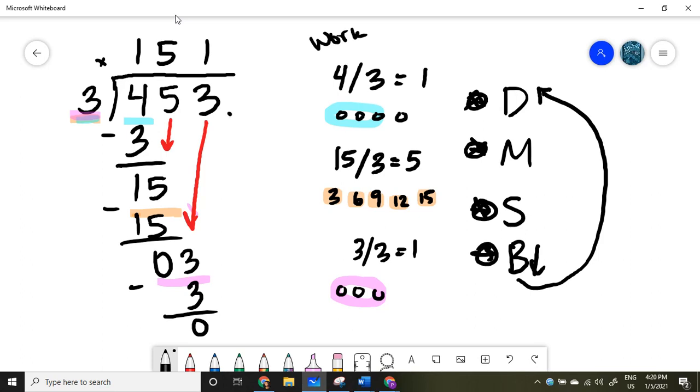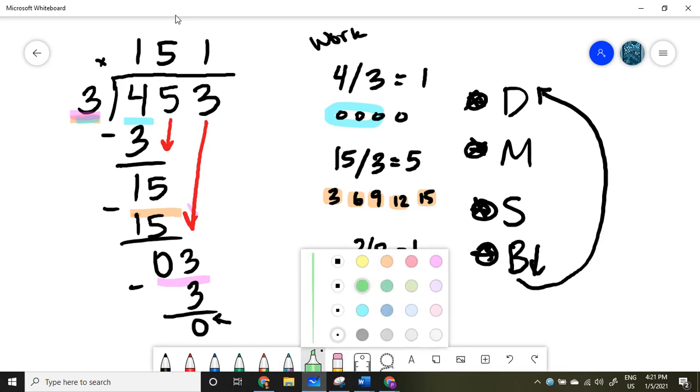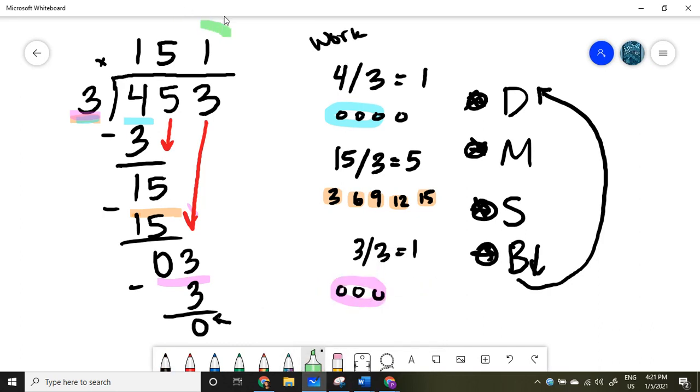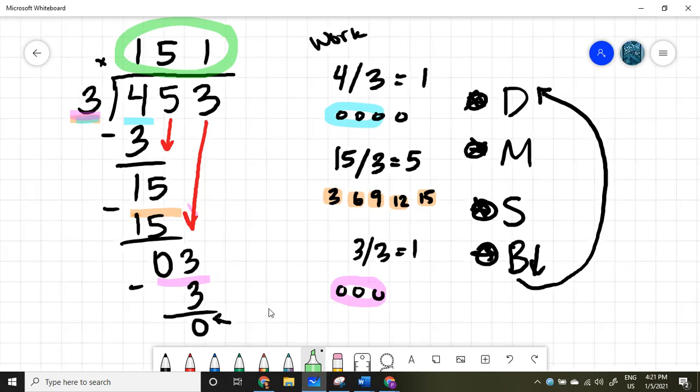Next, I bring down, but I don't have any digits to bring down. So that 0, that's my final remainder. There is no remainder here. So that means that my answer for 453 divided by 3 equals 151. This is called long division because my problem gets pretty long. But now I'm going to show you a different strategy you can use for division.